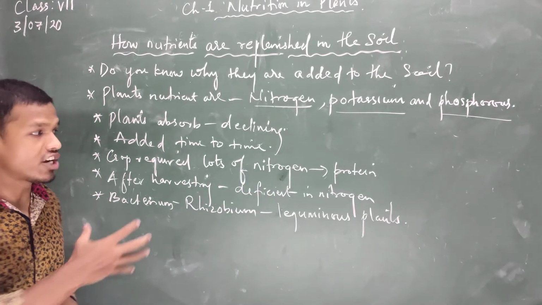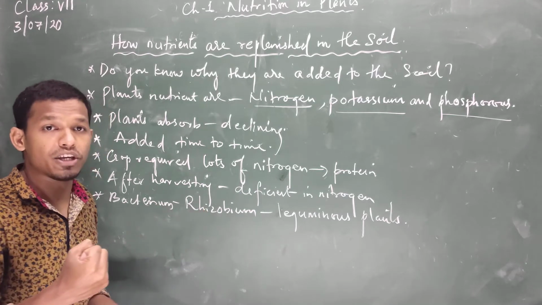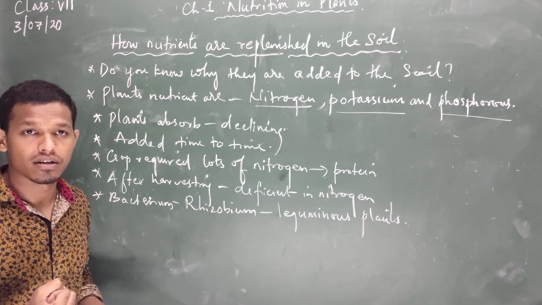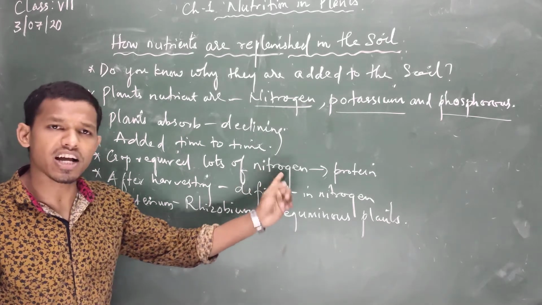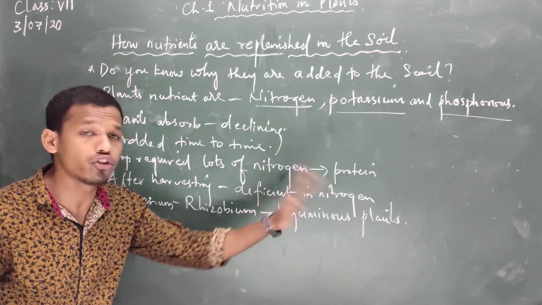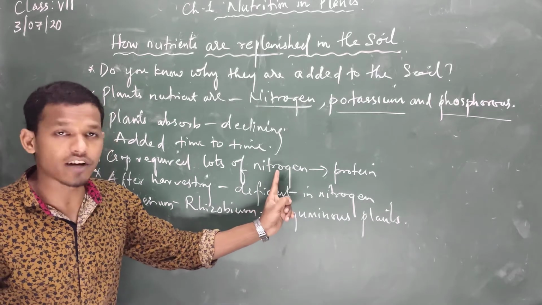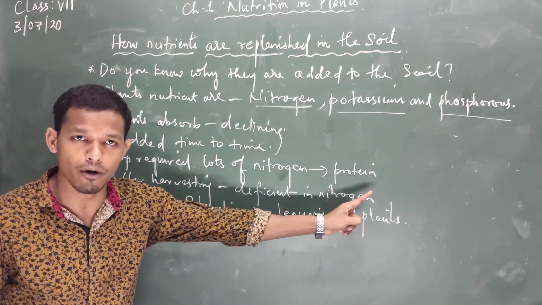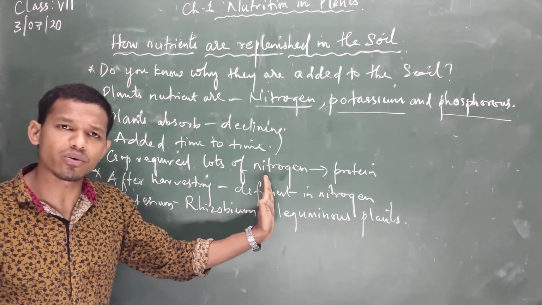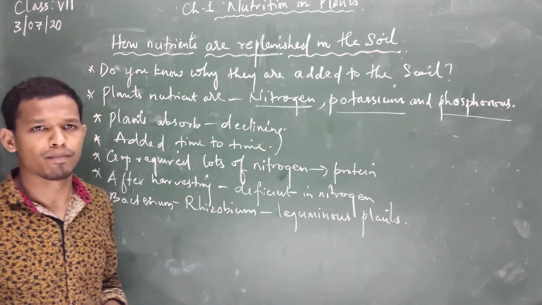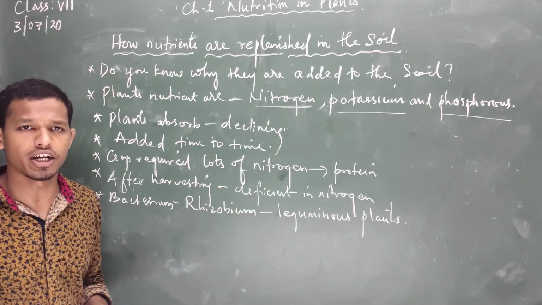But this nitrogen cannot be used directly by the plant. Got it now? By the plant. So this nitrogen must be converted into some other form, that is called soluble form. After conversion of nitrogen into a soluble form, only then can the plant use it. But how is this nitrogen converted into soluble form? There is some agent. What is that?